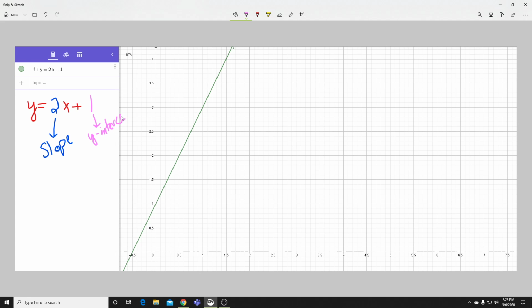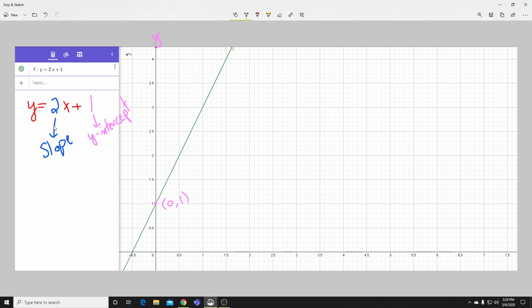So we know we just talked about that our y-intercept is where it crosses the y-axis. So that's going to be right here. Let's see, that our y-intercept is 1. So that means it's crossing, it has a point at 0, 1 on the y-axis.